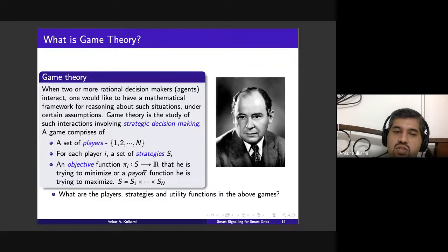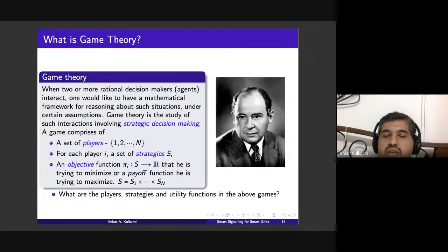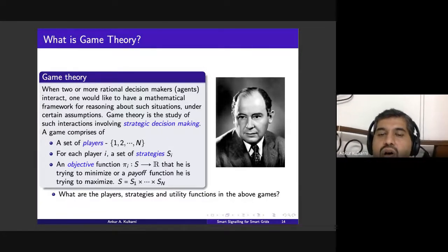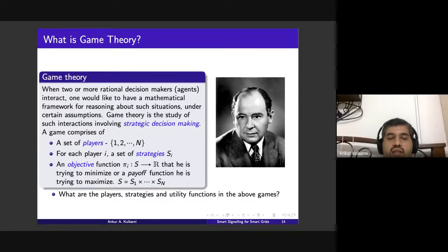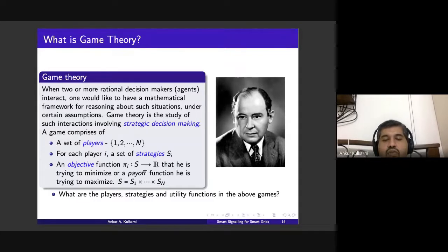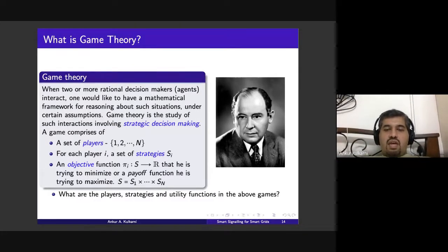So a game comprises of these components. So you have a set of players, let's say 1, 2 up to n. Now for each player you have a set of strategies. Let's call that set S_i. And for each player you have an objective function or a payoff function pi_i. Now pi_i maps S, where S is the Cartesian product of S1 to Sn. So it is the vector of strategies chosen by all players that is being mapped to a real number. So if each player chooses a strategy for himself, the payoff that each player gets is denoted by pi_i of that vector of strategies.